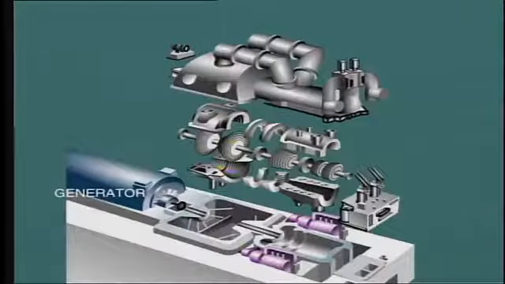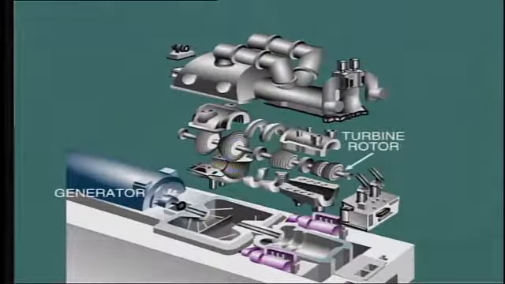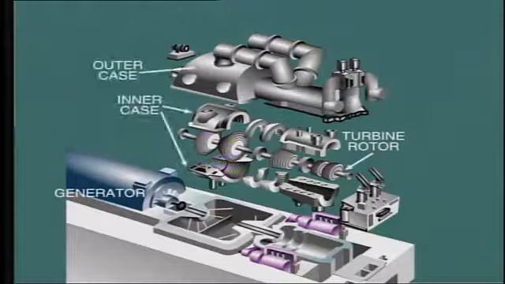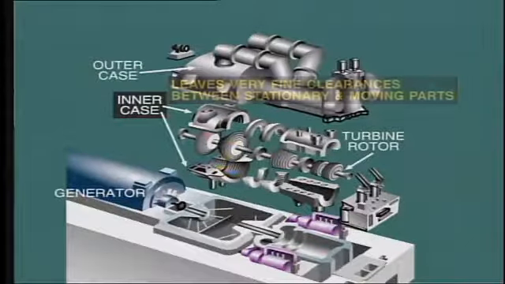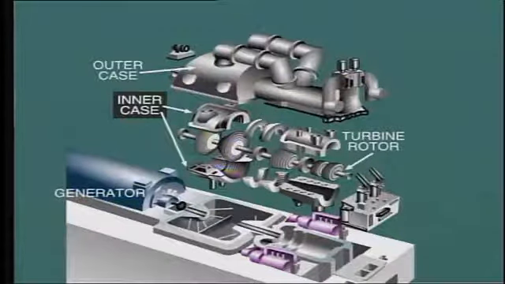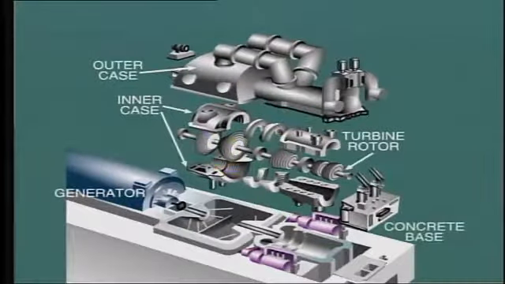This sketch shows us the major components of a 150 megawatt reheat turbine. We see here the rotor and the inner and outer casing or shell. This casing surrounds the rotor, leaving very fine clearances between the stationary and moving parts. The objective of the inner casing is to direct the steam through the turbine. The inner casing is fitted into the upper and lower half of the outer shell, which in turn is supported on a heavy reinforced concrete base.